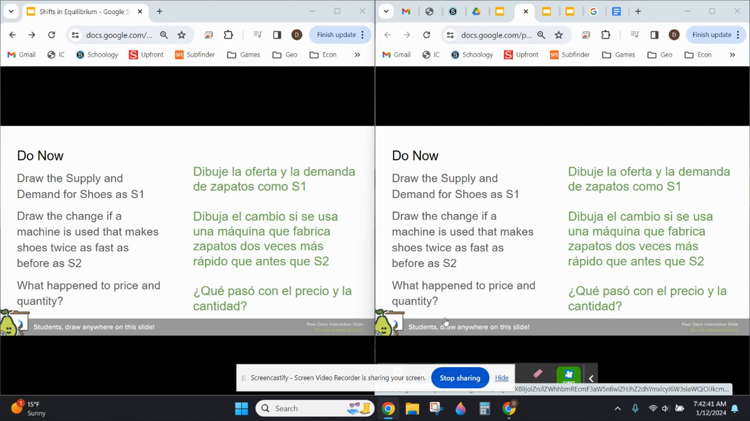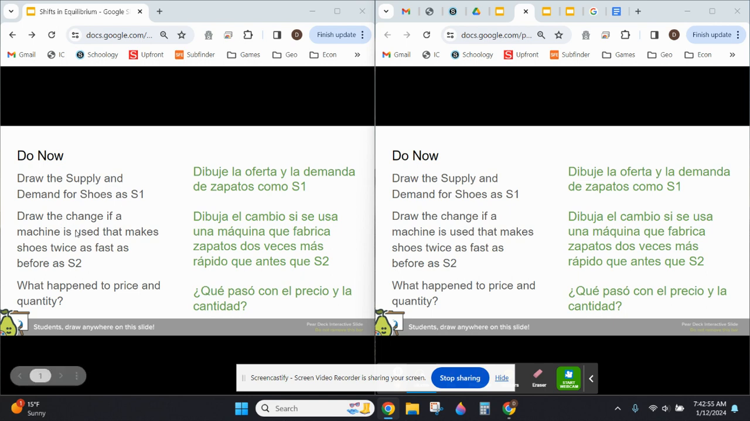Welcome back. You should have completed the do now, looking at supply and demand for shoes. You should have drawn your graph for this first step as I'm drawing it up on the board. If we had a change where a new machine was created that could make shoes twice as fast as before, how is that going to affect the supply of shoes?